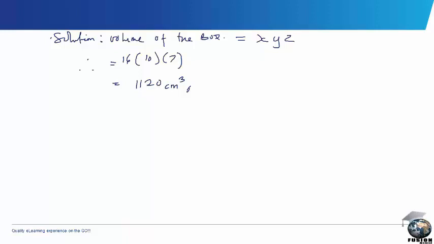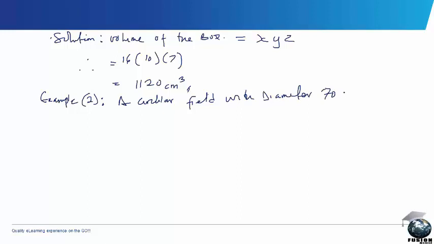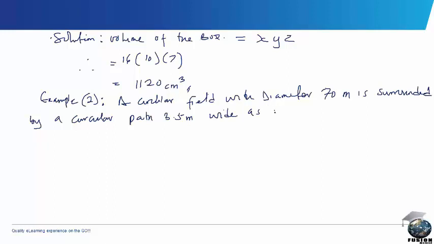Okay, let's take some more examples, and then example 2 says that a circular field with diameter 70 meters is surrounded by a circular path 3.5 meters wide, as will be shown below.